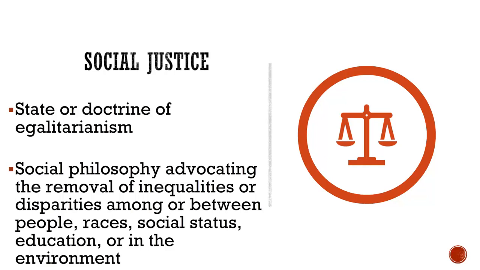Social issues arise when there are inequalities or disparities between people, races, social status, education, or the environment. Social justice also considers the equal distribution of wealth, access to health and health care, equal opportunities for citizens, and fair allocation of privileges of all within a society. Some of the issues relate to gender, to minorities, to children, and to those who are foreign-born.